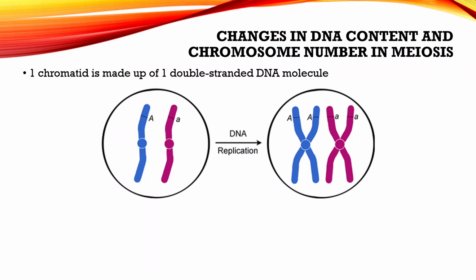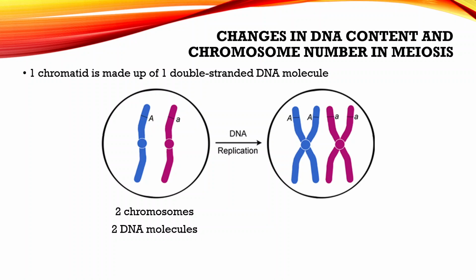Looking at this figure, which you also have in your notes, on the left you can see 2 chromosomes, and each chromosome contains only 1 chromatid, because this is before DNA replication. So each chromosome would be made up of 1 DNA molecule, so 2 chromosomes, 2 DNA molecules.